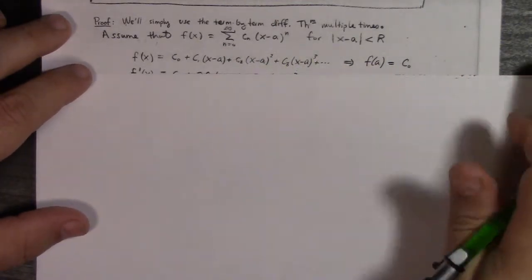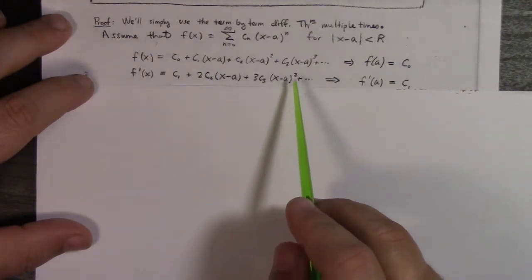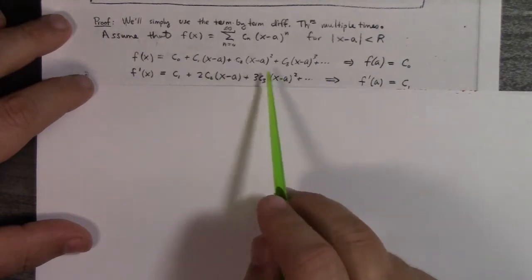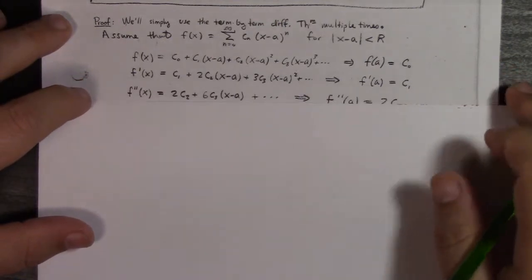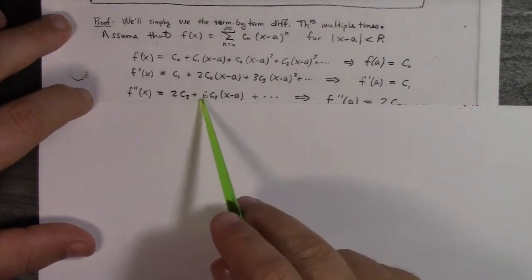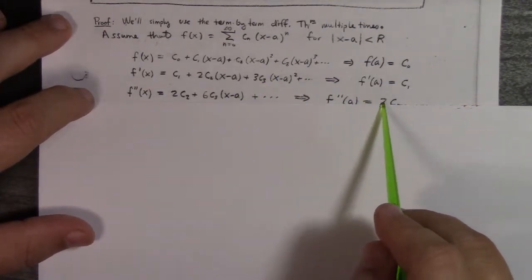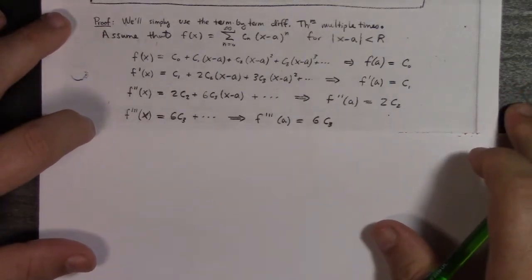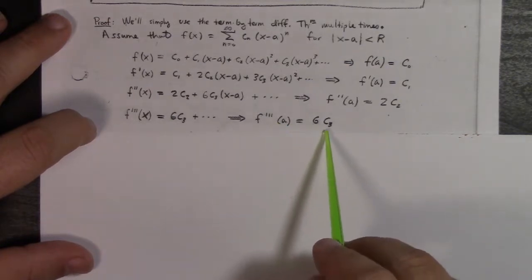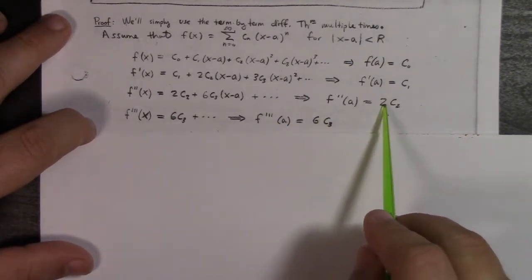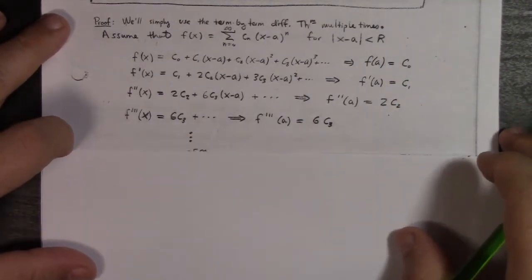Then if you differentiate this series term by term, you get rid of the c naught and you get c1 plus 2c2 and so forth. Again, if we plug in x equal to a, all these things are 0 and we're just left with c1, which shows us that c1 is f prime of a. Differentiate again, we get 2c2 plus 6c3 times x minus a plus dot dot dot. This tells me that f double prime of a is 2 times c2. And you can see that if we differentiate 3 times and then plug in a, we get f triple prime of a is 6c3. Of course, this is 3 factorial, that's 2 factorial, that's 1 factorial, that's also 0 factorial, which is by definition 1. And so you start to see the pattern.